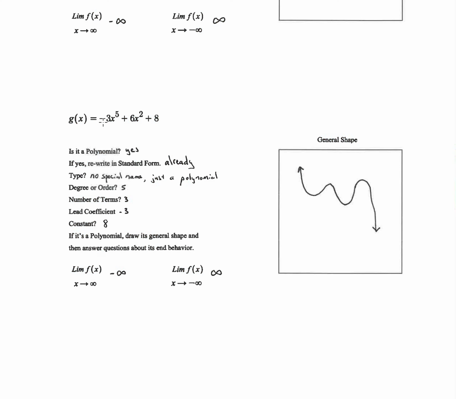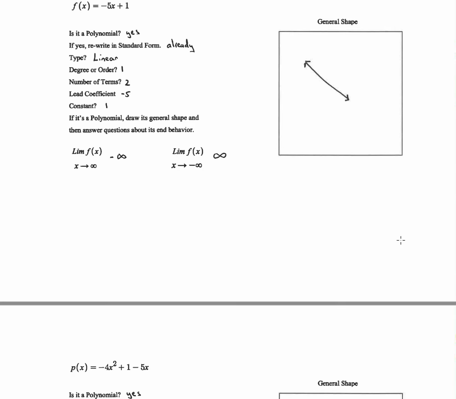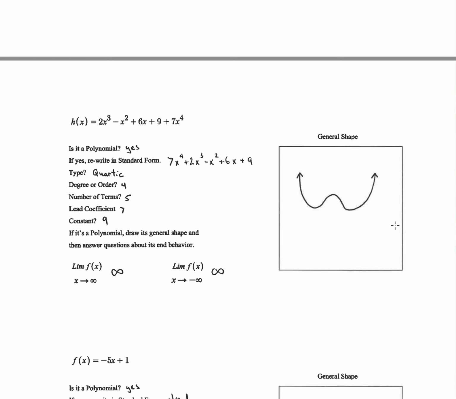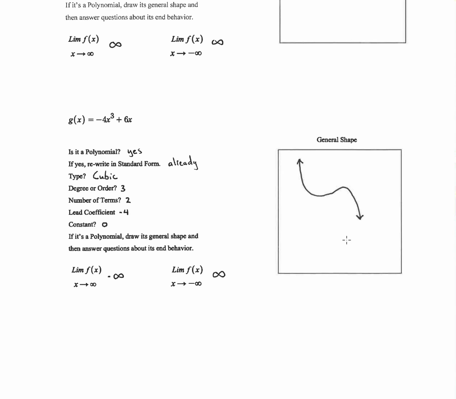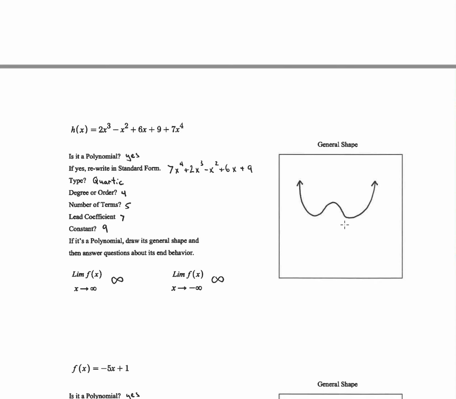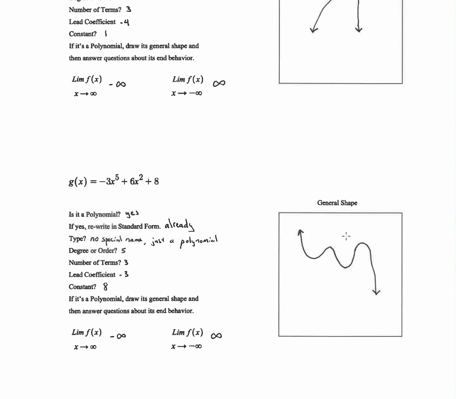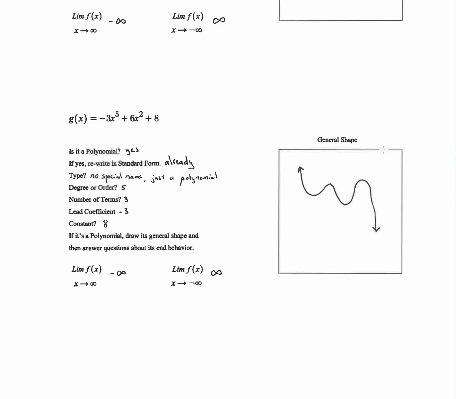This is another example of a negative x to some odd power. Negative odd powers are going to have this general up and down, just like this one is a negative odd power, and this one is a negative odd power. If they were positive x cubed, it would have been flipped the other way. If it was positive x to the 5th, it would have had an arrow up on the right and an arrow down on the left. And then these end behaviors are switched.